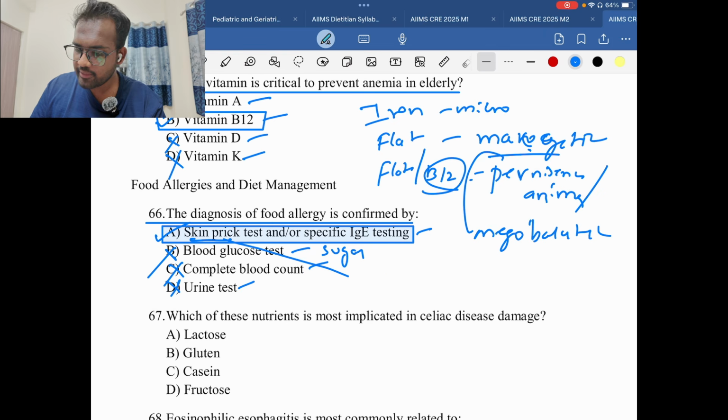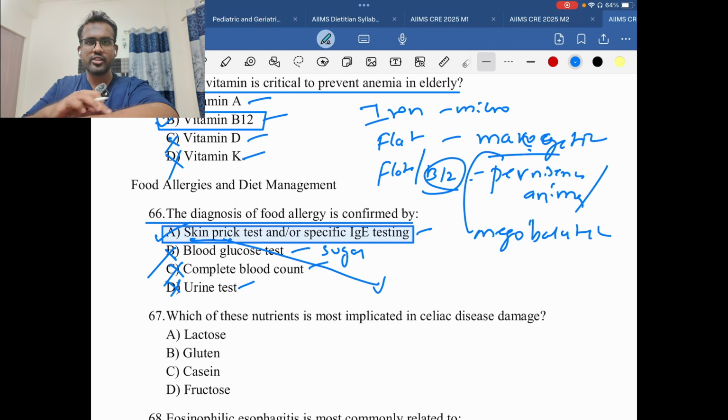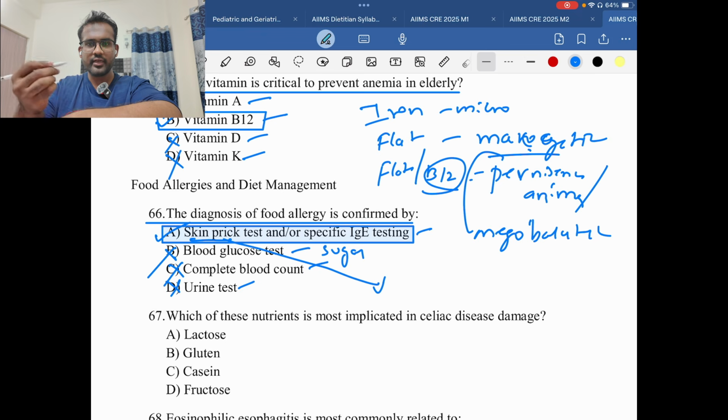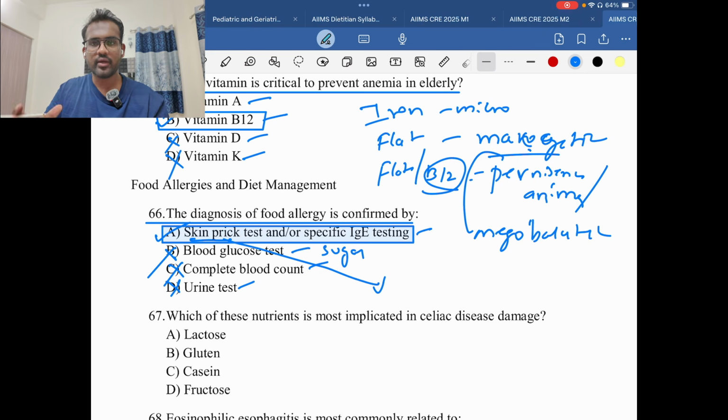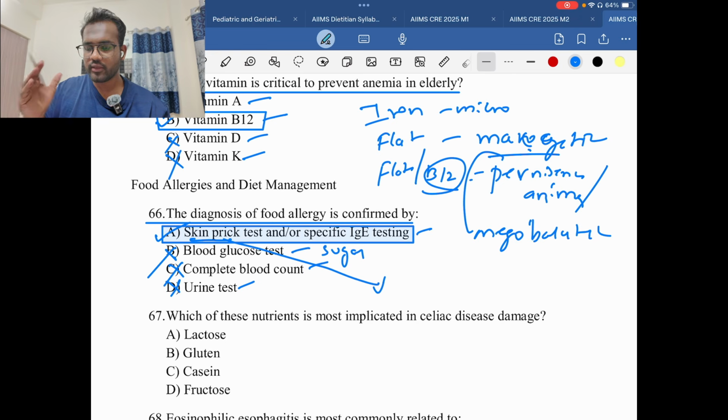The word skin prick: suppose you imagine this is your skin. Here they will introduce the allergen a little bit, just in the subcutaneous layer of the skin, and leave it for some time. They will observe whether you are having a severe reaction or not. Based on that, the allergen will be found. So this is called skin prick test. Okay, I hope you understood. And in IgE testing, they will test the IgE antibodies in the blood to find out whether you have an allergic reaction or not.